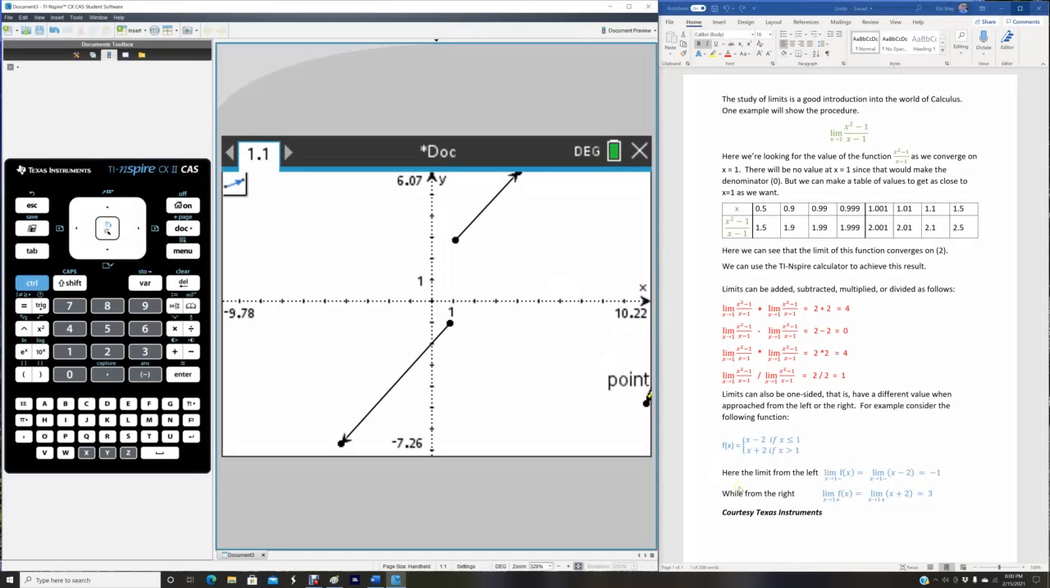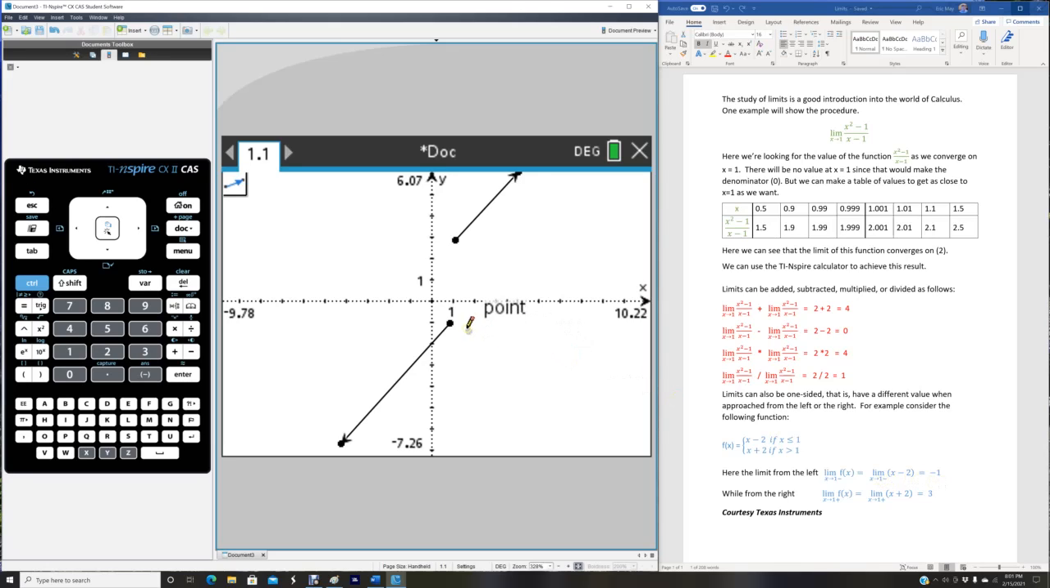So, anyhow, if we look at the limit from the left side, we notate that with a little minus sign next to the 1, indicating that we're coming from the left. The limit of x minus 2 as x goes to 1 from the left side is negative 1.